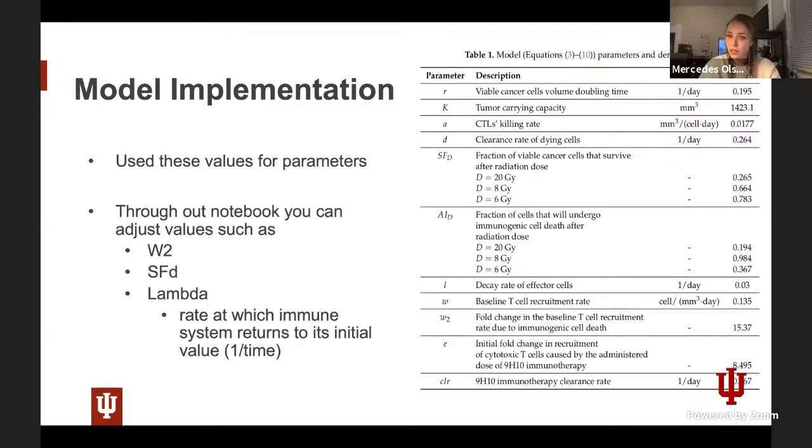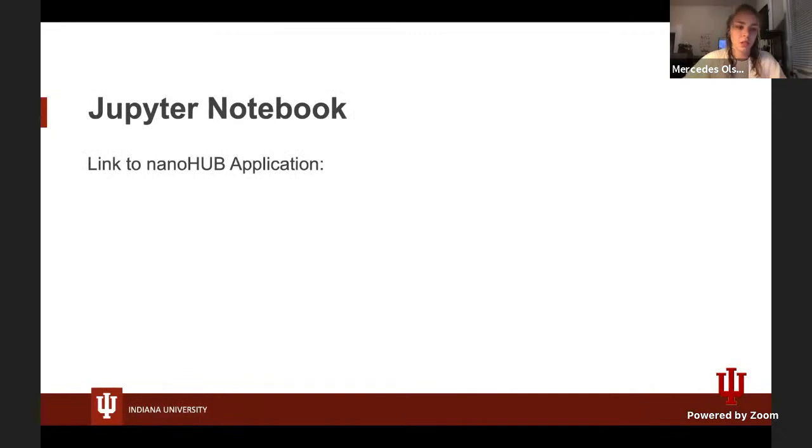L here is the decay rate of effector cells. So again, that's why you only saw it when the effector cell equation was taken into place. W is the baseline T cell recruitment rate. W2, which we'll again look at in the sliders on the NanoHub application or notebook, shows the baseline of the T cell recruitment rates due to the immunogenic cell death. And then E is the folding rate change, and then CLR is the immunotherapy clearance rate. So I'm going to stop sharing this presentation here for a second and then open up my NanoHub notebook.